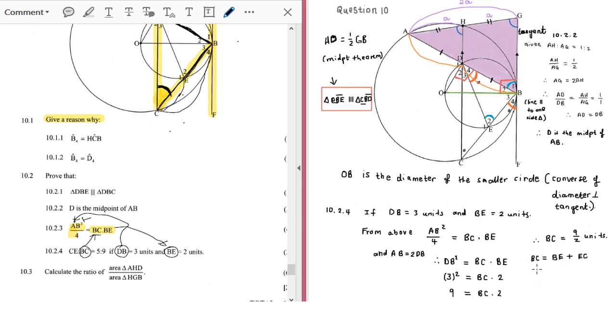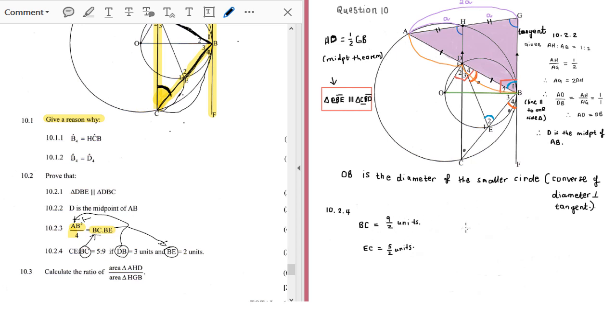So if we substitute in here, 9 over 2 is equal to BE, which we already know is 2, plus EC, then EC will work out to be 5 over 2 units.